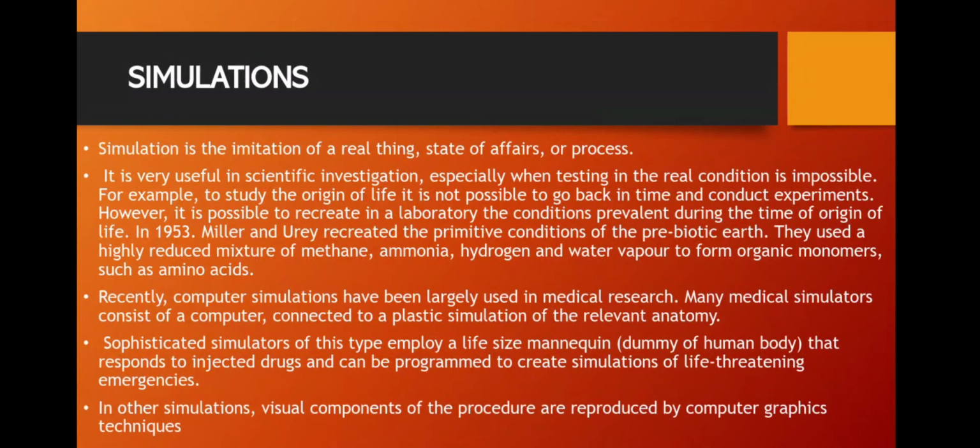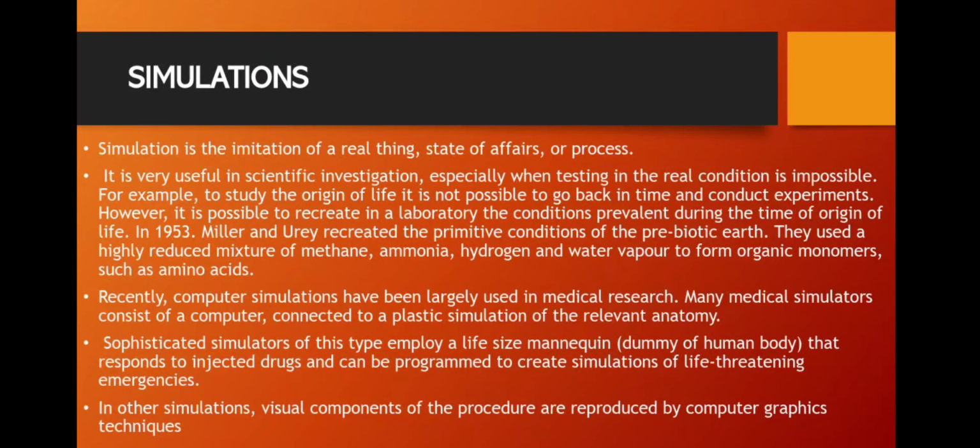Simulation is the imitation of a real thing, state of affairs or process. It is very useful in scientific investigation, especially when testing in the real condition is impossible. For example, to study the origin of life, it is not possible to go back in time and conduct experiments. However, it is possible to recreate in a laboratory the conditions prevalent during the time of origin of life.